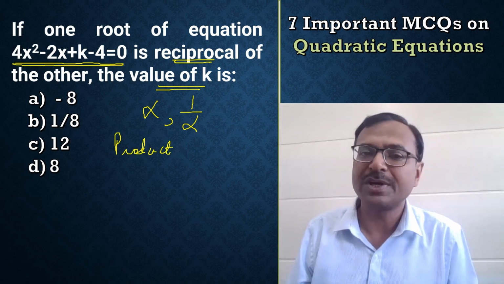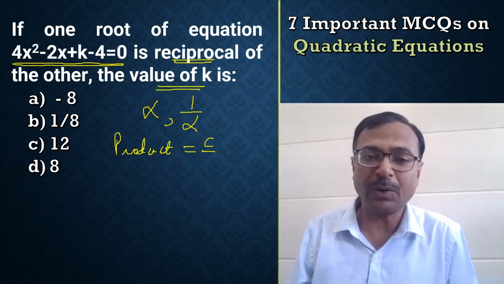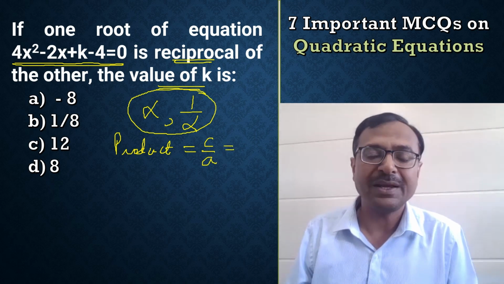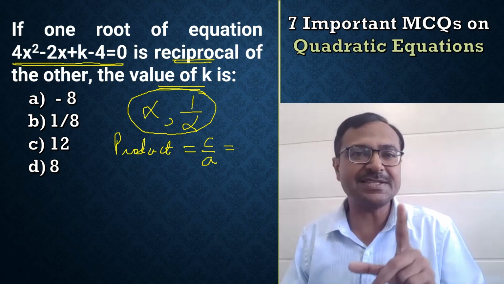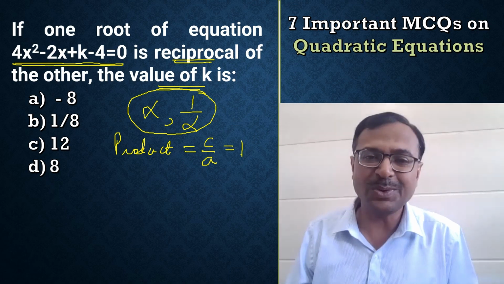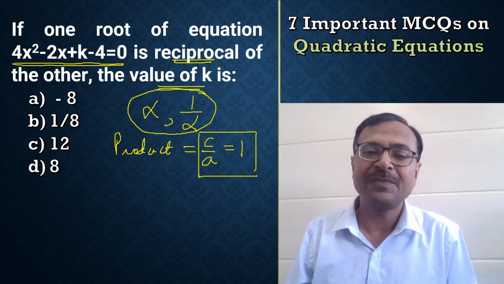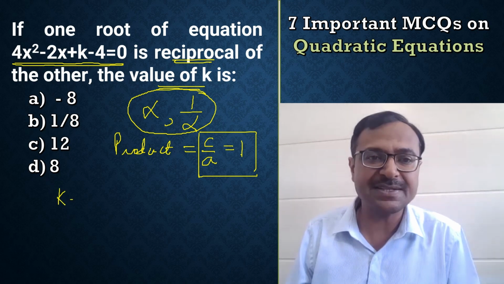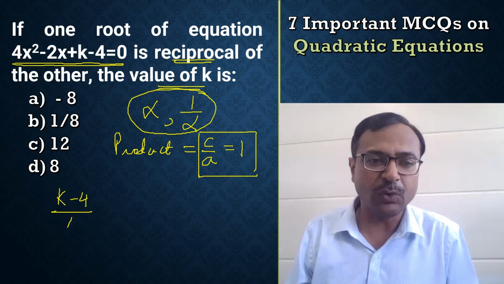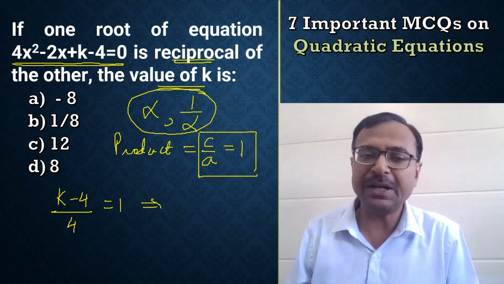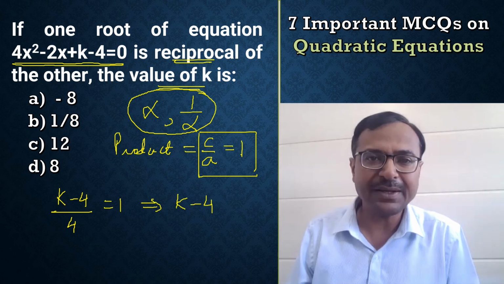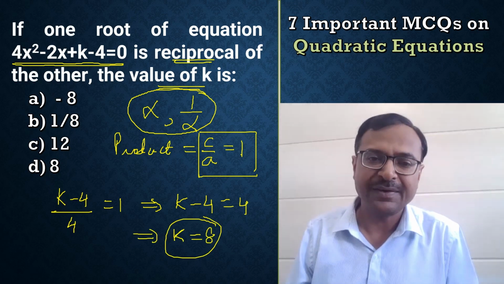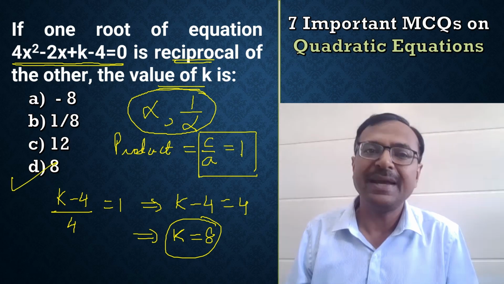The product of roots is always given by c upon a, and if you multiply these two, any number multiplied by its reciprocal gives you 1, right? So the value of c upon a is 1, and whenever the value of c upon a is 1, you can just put it there. C is k minus 4, upon a is 4, equals 1, a very simple linear equation in one variable. K minus 4 equals 4 gives you the value of k as 8. So that is the answer for this question, 8.